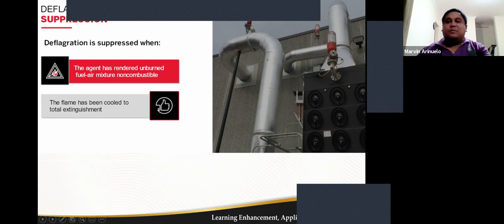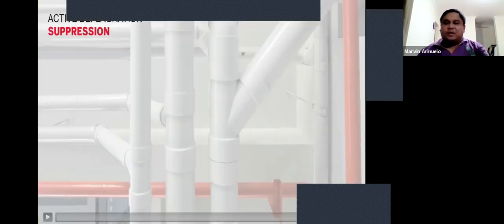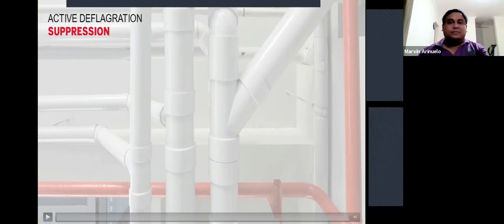And deflagration will be suppressed when the extinguishing agent renders the unburned fuel-air mixture non-combustible and the flame has been cooled to the point of total extinguishment. Okay, so to better understand, we prepared a video. Let's see how this kind of phenomenon happens.